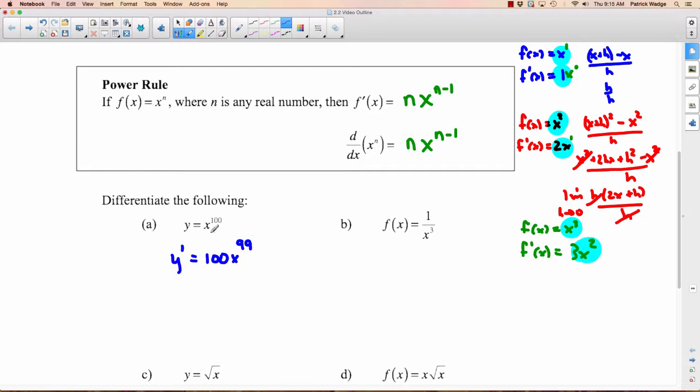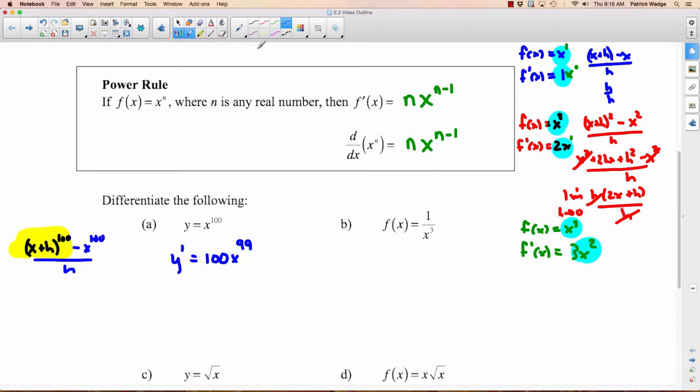Now, can you imagine how hard this would have been to do if we'd used the difference quotient? You would literally have had to do x plus h to the 100th power minus x to the 100th, all divided by h. What part of that is really hard? This part right here. Who wants to raise x plus h to the 100th power? That's multiplying x plus h times itself 100 times. No, we do not want to do that. So the power rule is definitely a wonderful, wonderful thing.